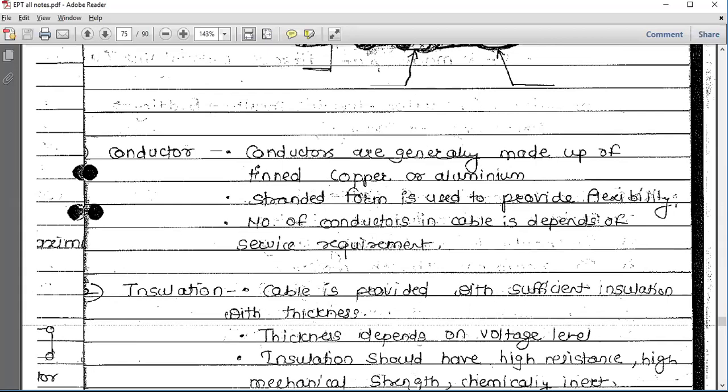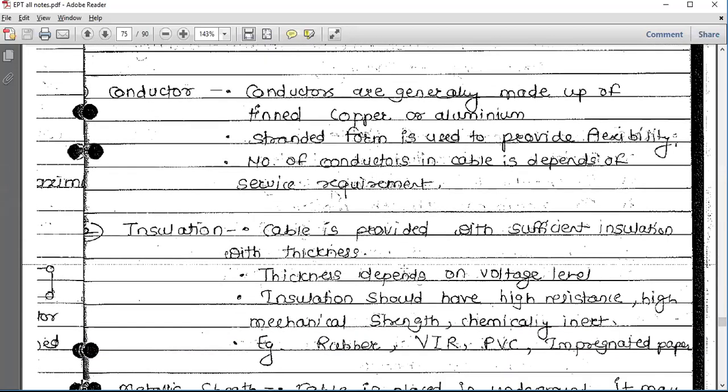Then insulation, that is paper insulation. The cable is provided with sufficient insulation thickness, and the thickness depends on the voltage level. As the voltage level increases, the thickness of the insulation will also increase. The insulation should have high resistance, high mechanical strength, and be chemically inert, that means no chemical action will take place at the insulation. For example, you can use rubber, VIR, PVC, that is polyvinyl chloride, or impregnated paper. These types of insulation can be used in a cable.